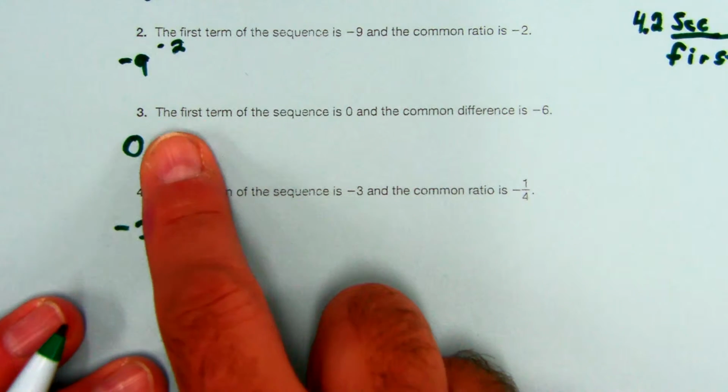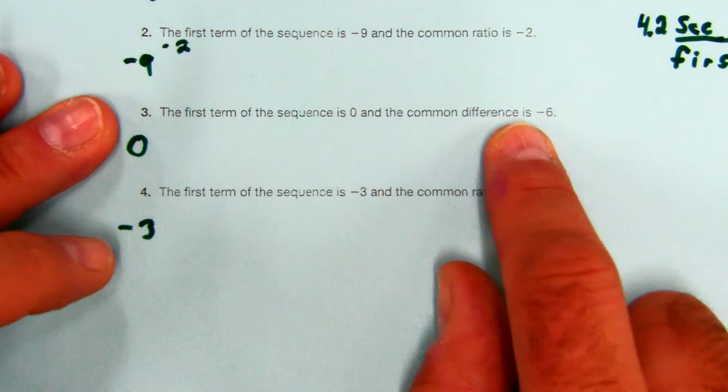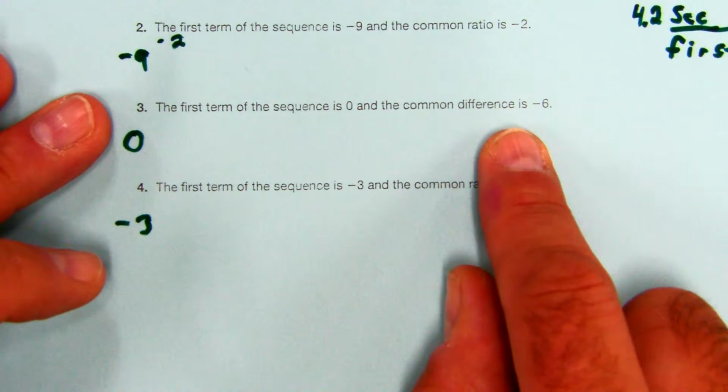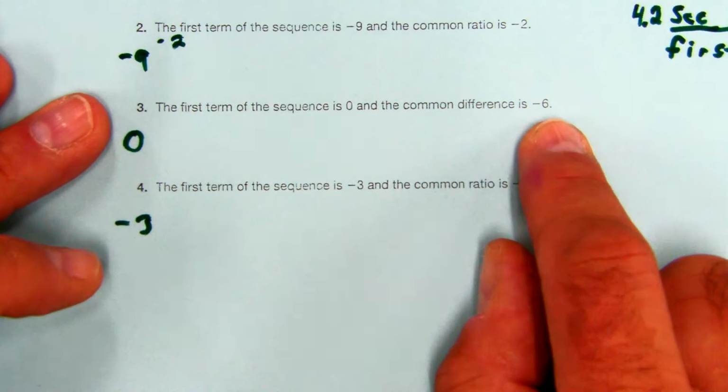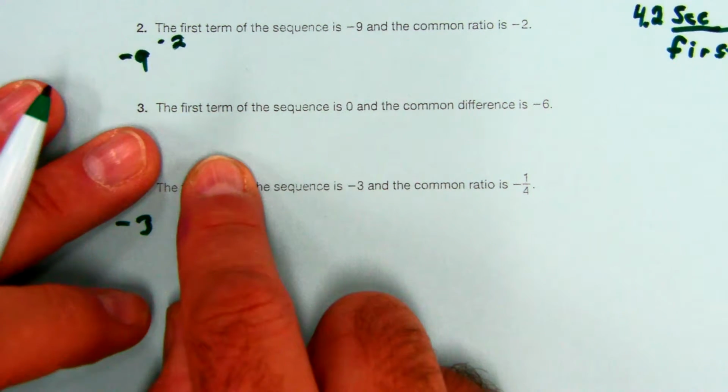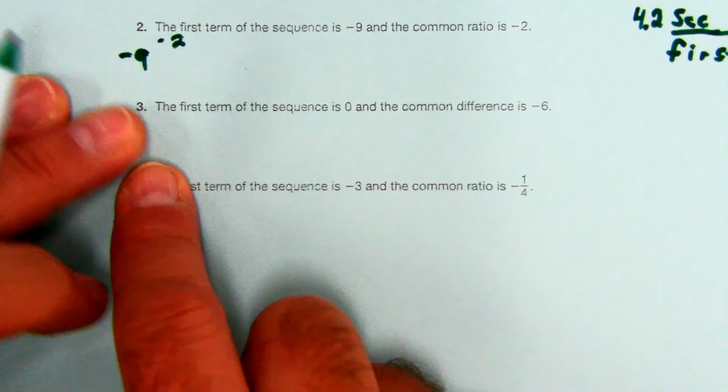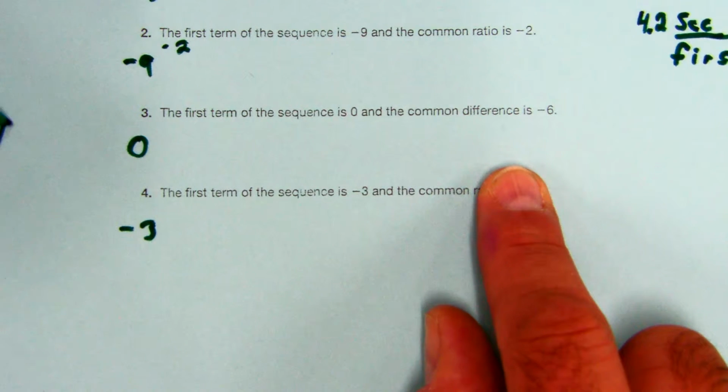Number 3, the first term of the sequence is 0, and the common difference, meaning I'm adding or subtracting. In this case, I'm subtracting. Why? Because the number is negative. So now it's 0 minus 6, -6, -6 minus 6. And again, it is an arithmetic sequence because arithmetic is adding and subtracting.